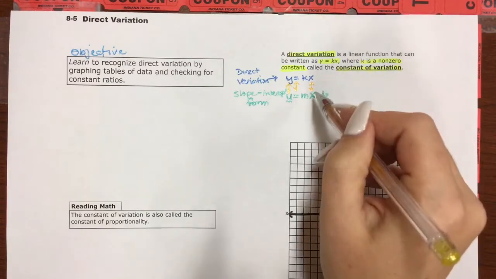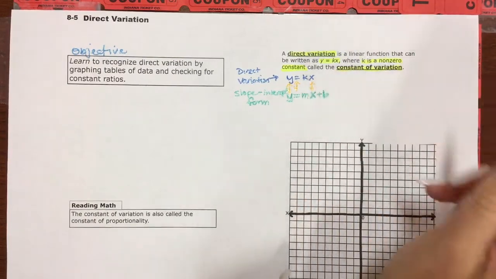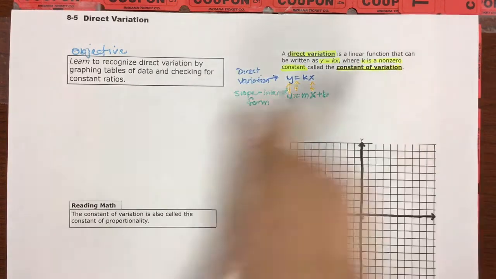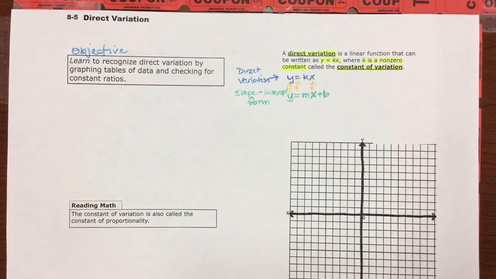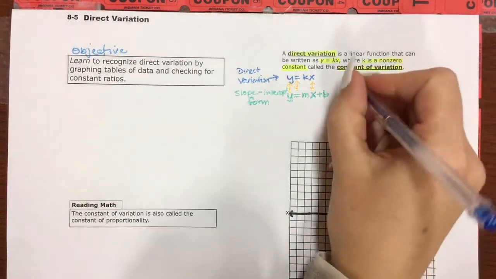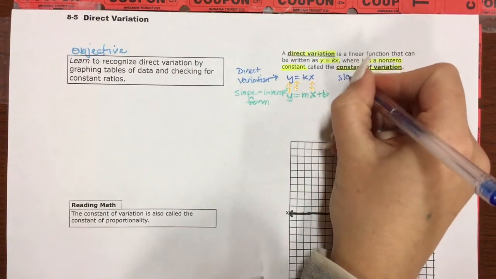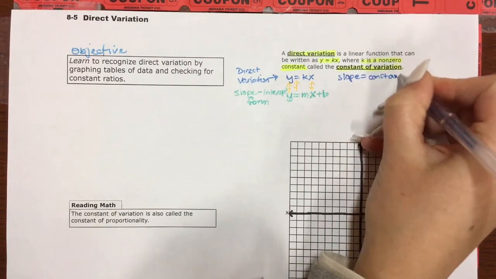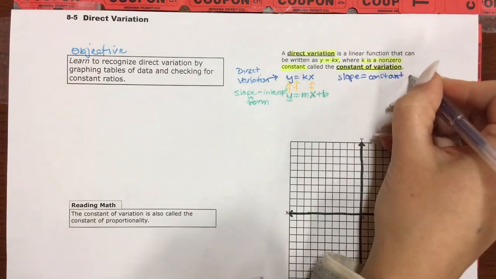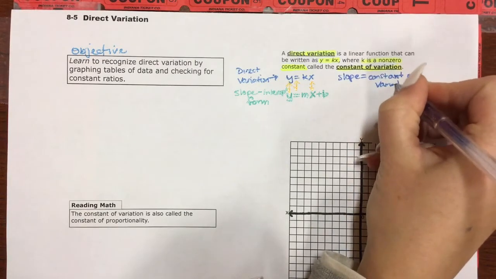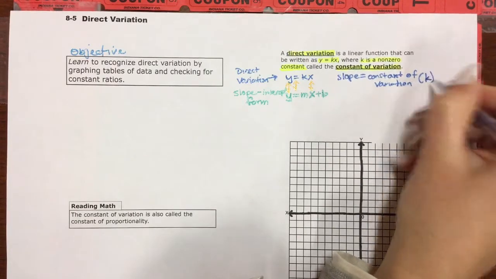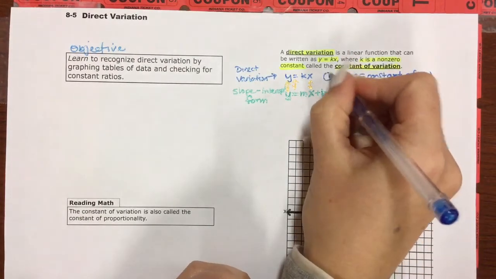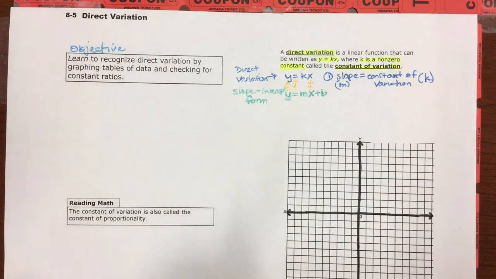So there are two different things. What this means is that everything that you learned about slope is actually the same thing as a constant of variation. It's just a different way of writing it. So the slope is equal to the constant of variation. That is the slope of a direct variation. It is now called the constant of variation, and they give it a lovely letter k, but that is the same thing as m. That's the first thing that is a little different about direct variations.